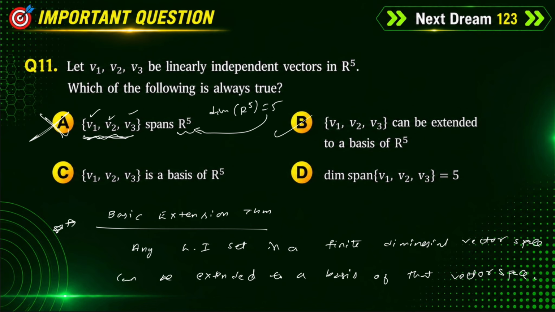And B is the correct option, because according to the basis extension theorem, v1, v2, v3 can be extended to a basis of R power of 5. This option is correct. And C, v1, v2, v3 is a basis of R power of 5. See, there is a difference between extended and only basis. This is the wrong option actually. If they had given the word extended, then this would also be correct. But they did not mention the word extended, that's why this is wrong.